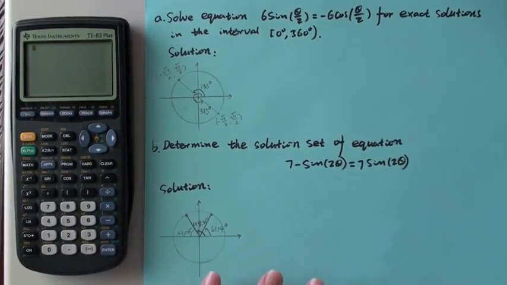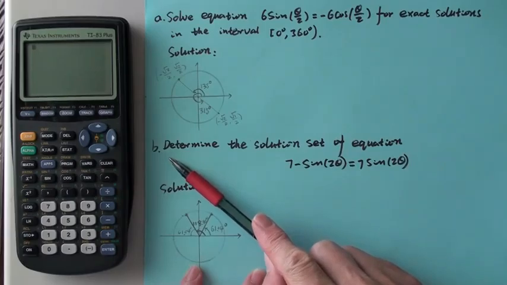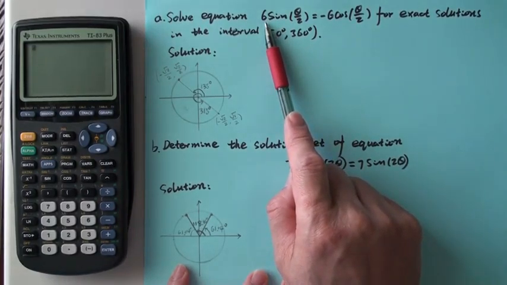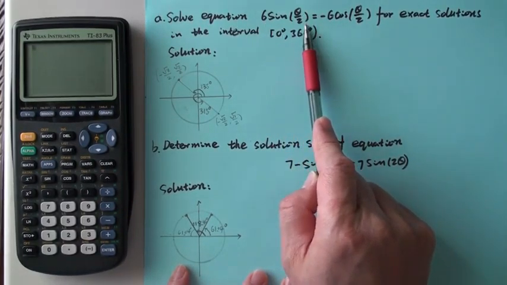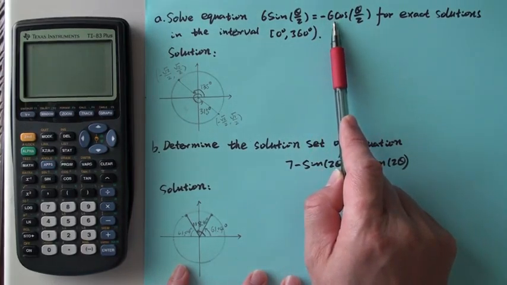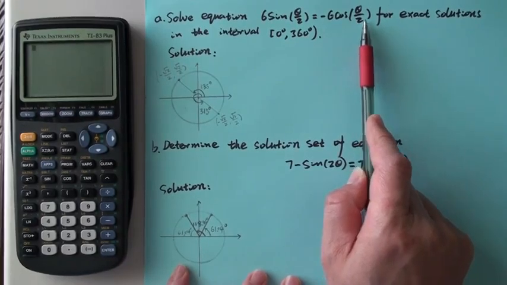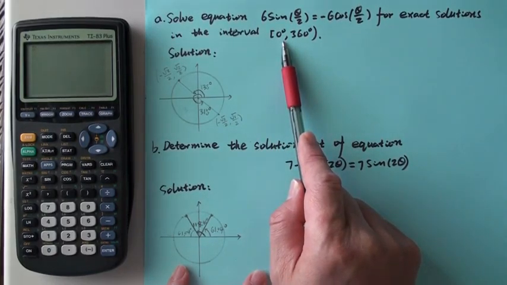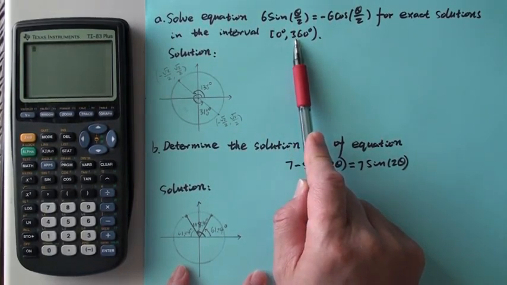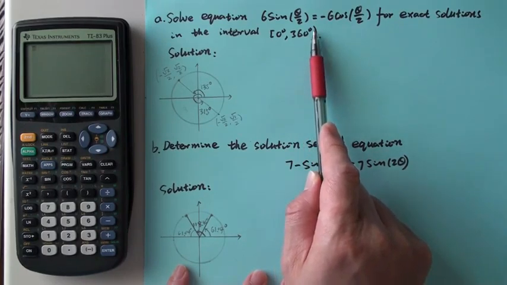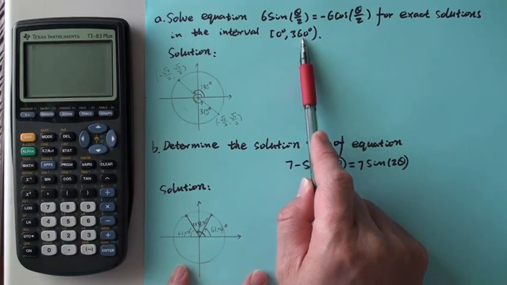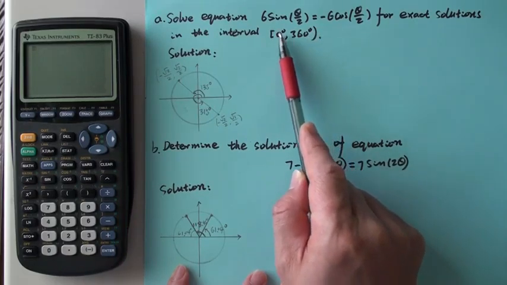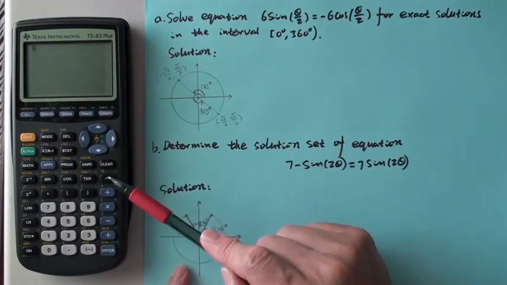In this lecture, let's look at those two examples. The first one is to solve the equation 6 sine theta over 2 equals negative 6 cosine theta over 2 for exact solutions in the interval 0 degrees, 0 is included, to 360 degrees, and this boundary point 360 degrees is not included because it's the round bracket. The square bracket means 0 is included.